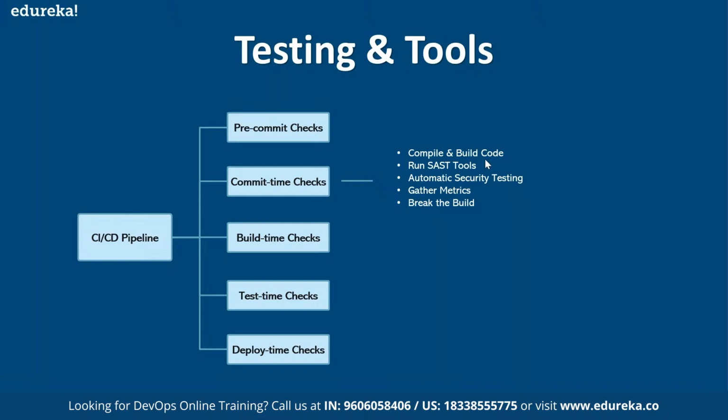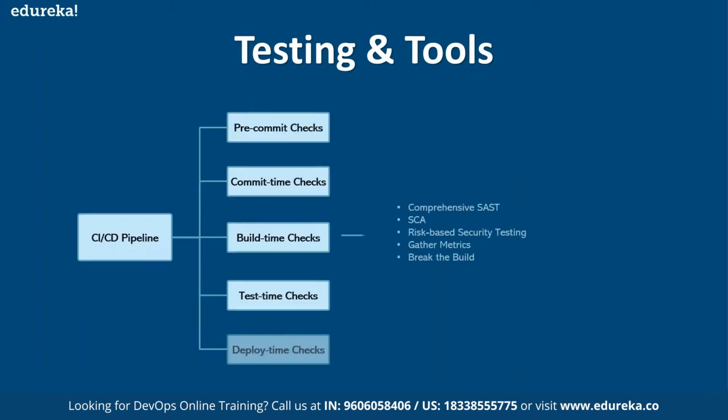Then at your commit time, compliance and build code runs SAST tools. What is the SAST tool we have discussed? Not HP Fortify, Coverity. It tests for vulnerabilities in your source code when it hasn't been deployed to your environment. It will gather metrics like what is good and what is not good about your code. Then your build time checks are there. Here you will have comprehensive tests. SCA is there, which we have just discussed. Risk-based security analysis is there. Gather metrics and break the builds.